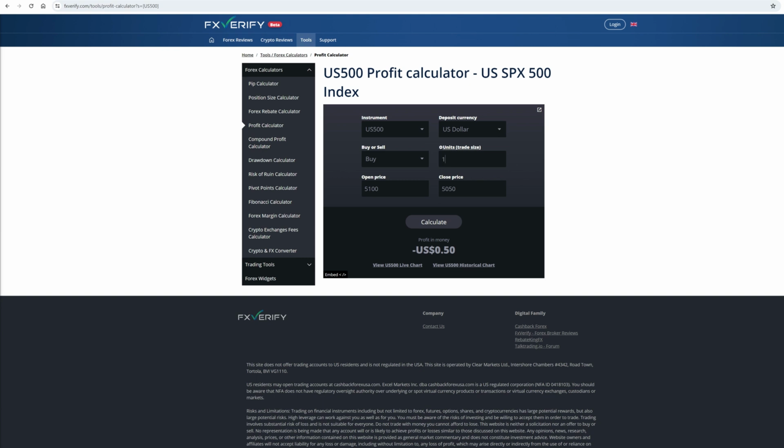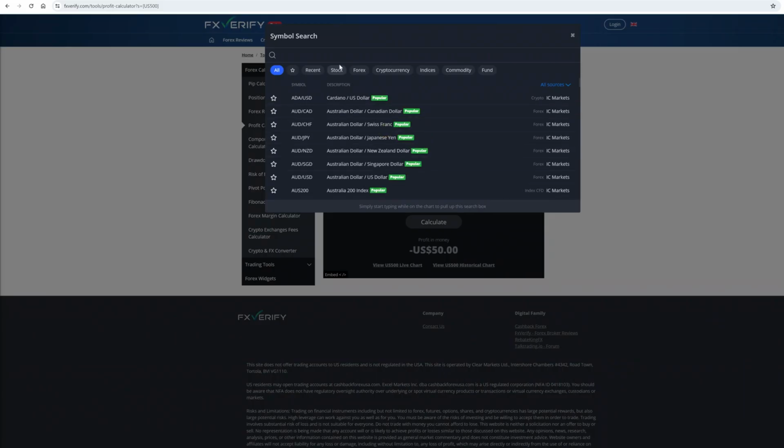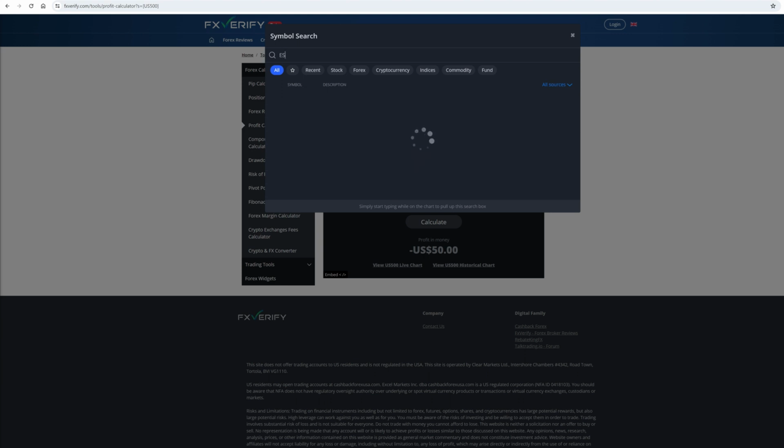Now, let's see why the futures are different from the cash indices, just for this calculation. There are also other differences which we are not going to cover in this video because it's going to be too long. So for this video, we focus on the calculators right here, so how you can do your risk management. So now the ES 500 futures.